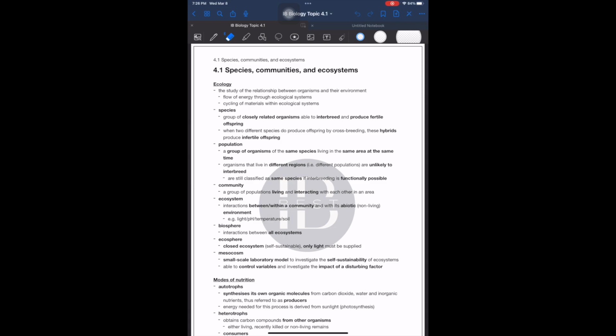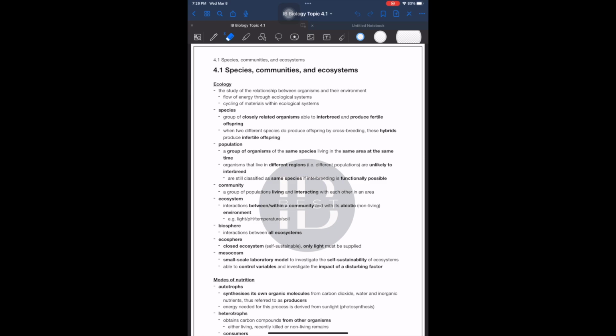Today we're going to go over topic 4.1, Species, Communities, and Ecosystems. So without further ado, let's get into it. For this topic, we're going to first go over a few definitions that are relevant to ecology, which is the big topic 4.